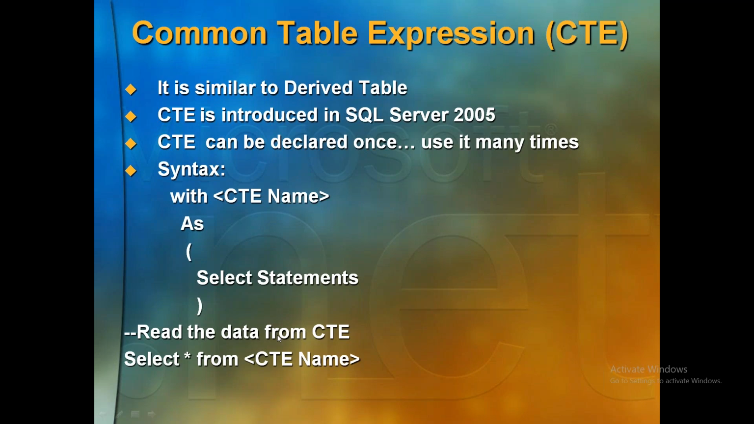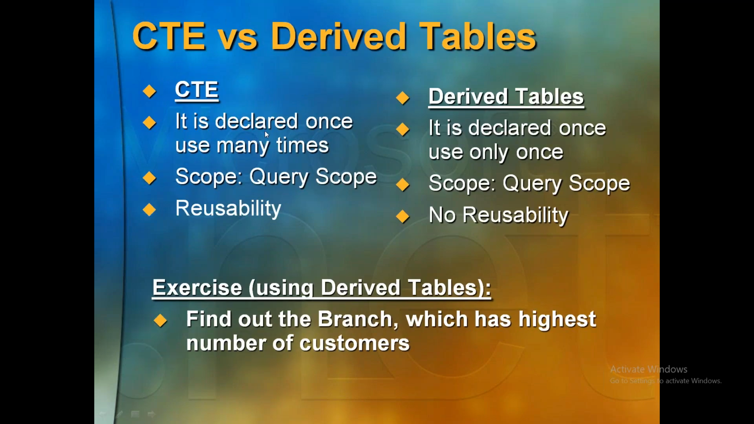Tomorrow we'll discuss it in detail. A CTE is declared once and used many times, and a derived table is declared once and used only once. Clear? Scope is query scope. Reusability will be there, versus no reusability. CTEs are very, very fast when you have calculations. If you want to do any calculations, you can perform the same calculation in the CTE, and that can be used in your query multiple times.